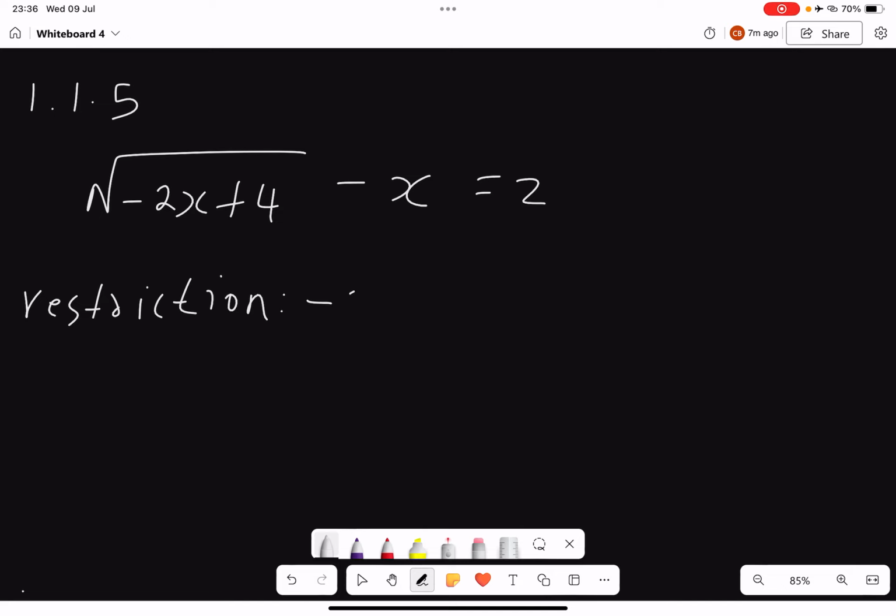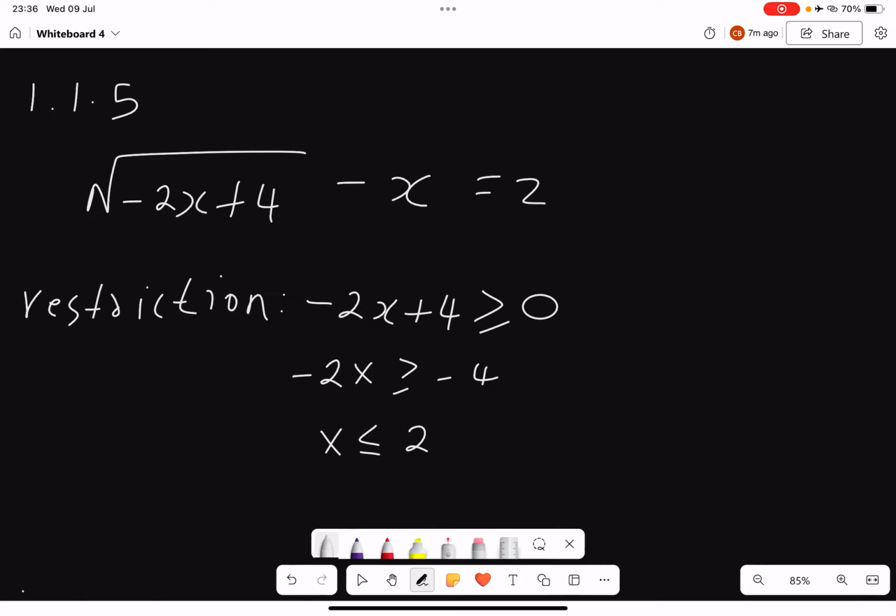I know that whatever is under the root can only be positive or equal to 0. It cannot be negative, otherwise we are going to have imaginary roots, not undefined. Undefined is division by 0. So we must show the restriction. We have minus 2x plus 4 bigger than or equal to 0, and we can see that x would be less than or equal to 2.